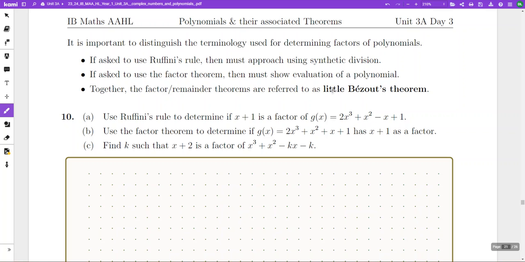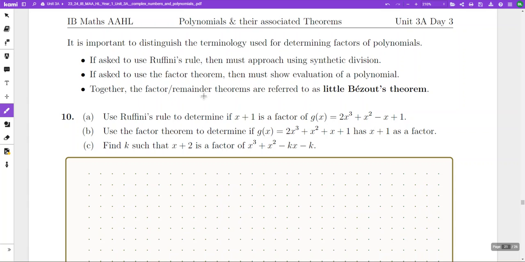Also, sometimes in more advanced courses, they may say use Little Bézout's theorem. And that's just saying, hey, use the factor theorem and remainder theorem together. So if I evaluate a polynomial and the value is 0, then I know I have a root for the polynomial and I know I have a factor of the polynomial. However, if I evaluate a polynomial at some number and the value is not 0, then I know that I don't have a factor and I know the remainder upon division by my considered factor.